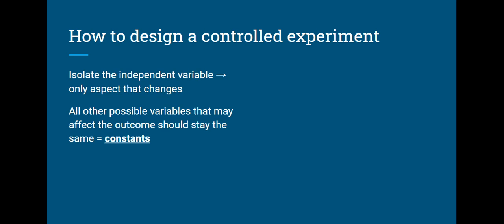Oh, going backwards here. So designing a controlled experiment. First thing you need to do is isolate the independent variable. So what that means is that's the only thing that you want to change. Okay? Everything else you want to keep the same. That's the idea behind a controlled experiment. And so all of the other things that may affect the outcome that you're going to keep the same in all of your different groups, those are constants.